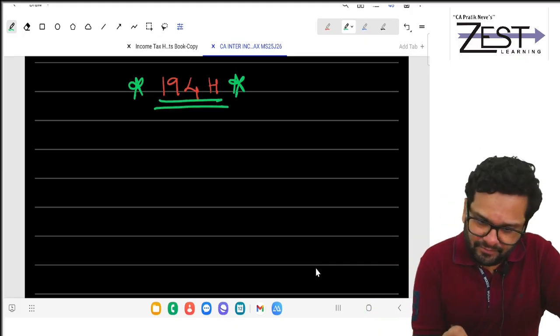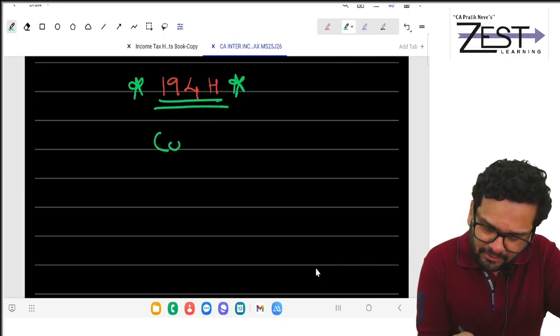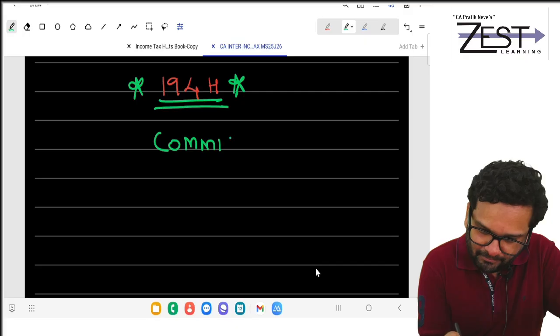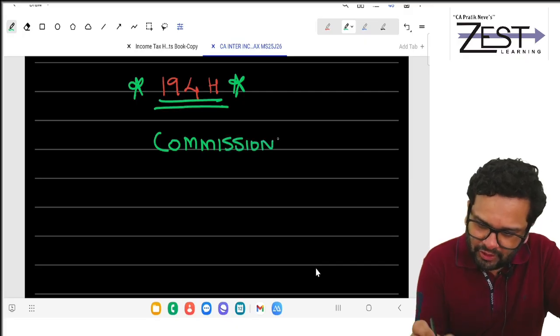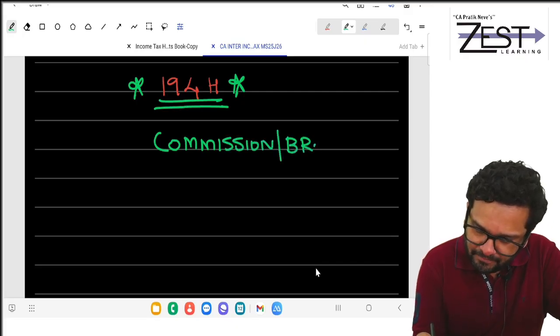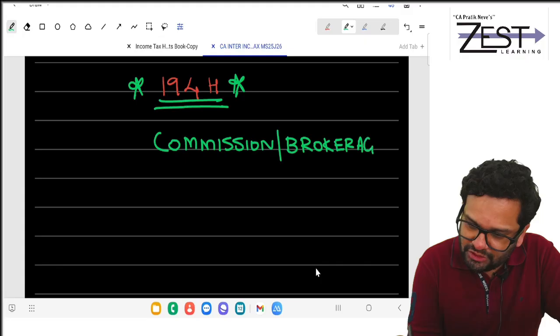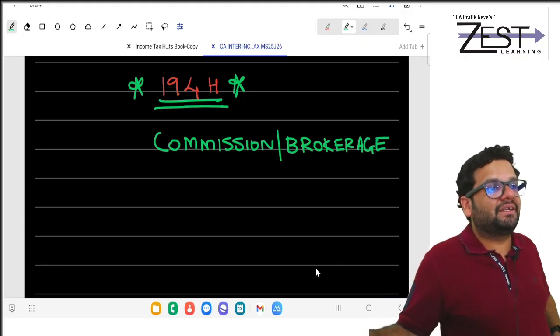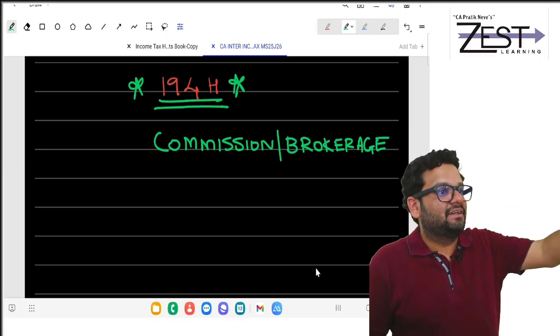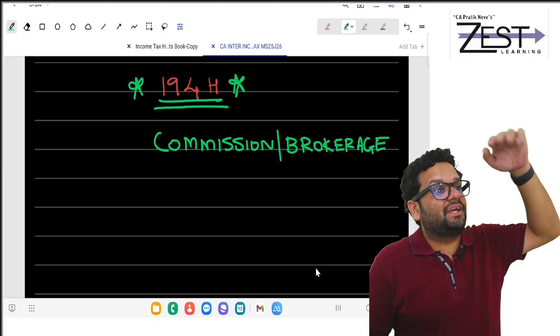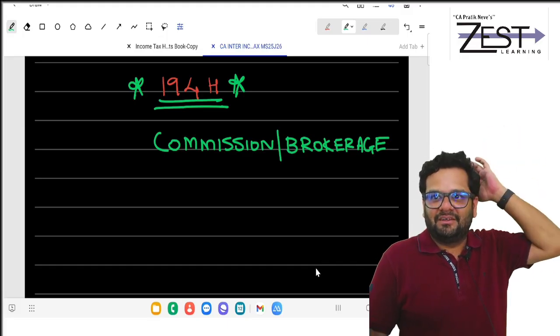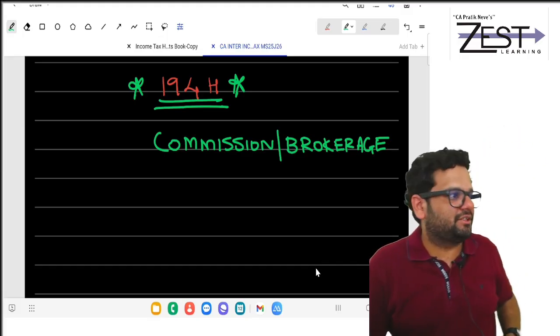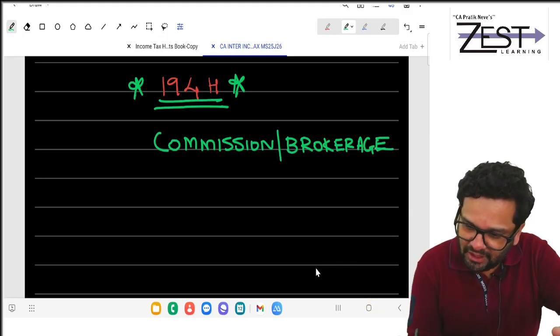TDS on commission. Commission, or you can also call it brokerage. Don't say commission of salary. If an employee gets commission, that gets taxed under salary and will be covered in 192 TDS. Not the employee's commission, but third party's commission, agent's commission.